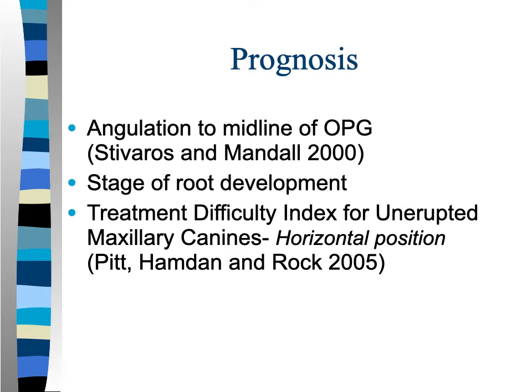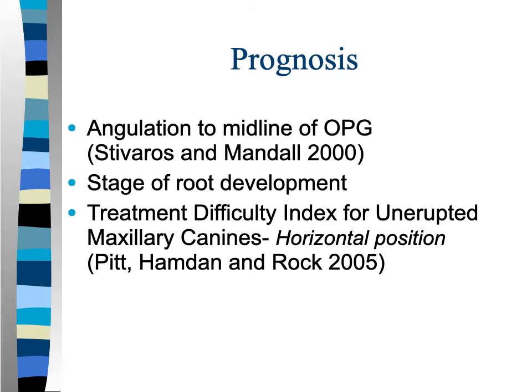Angulation to the midline on the OPG, and we'll talk about that in the next slide. I'll explain it a little bit more. Stage of root development, obviously, the more developed the root is, the poorer the prognosis. And the idea is that if the root is not fully developed, there is still some eruptive power. So this means that there's still some eruptive force that will push the canine into its position. And finally, we did some work in Birmingham in 2005, looked at a treatment difficulty index for unerupted maxillary canines. And that gave us an idea of how difficult it would be to align these canines.